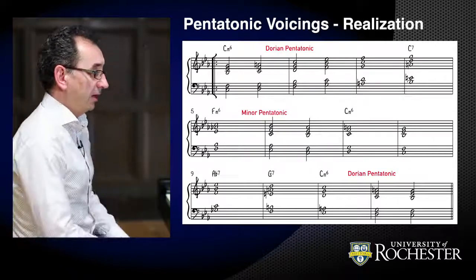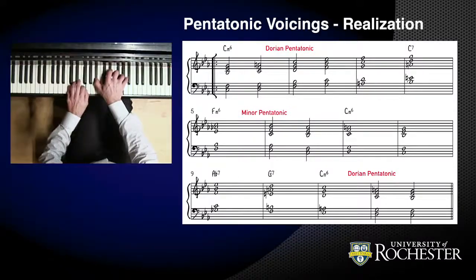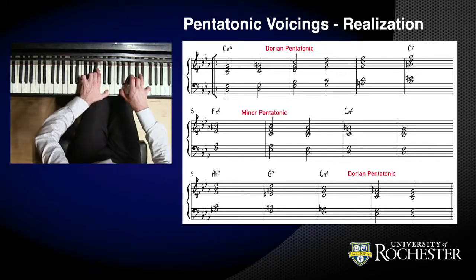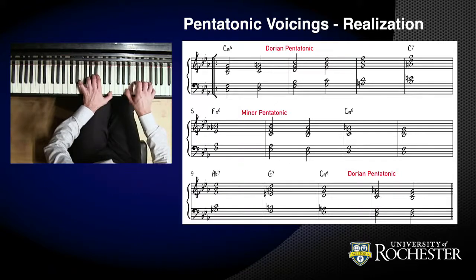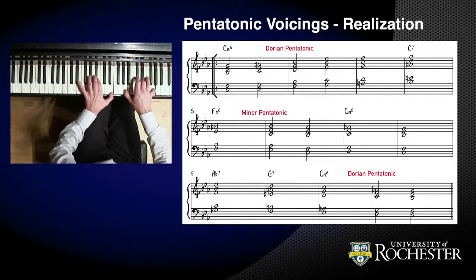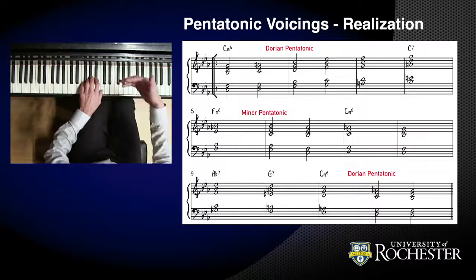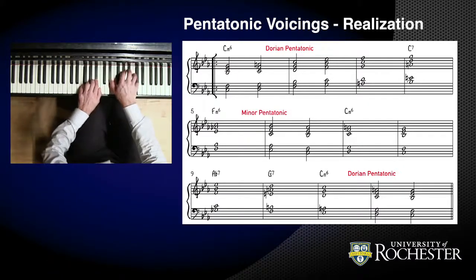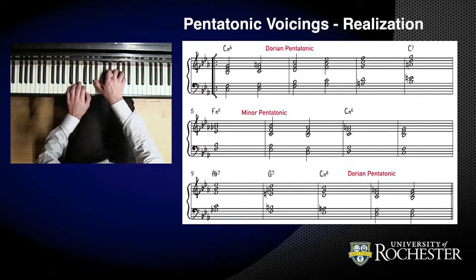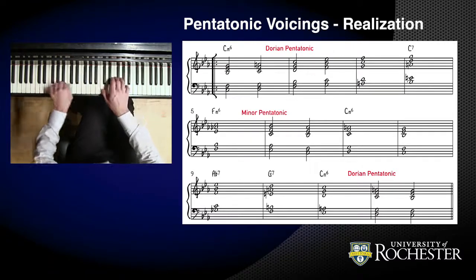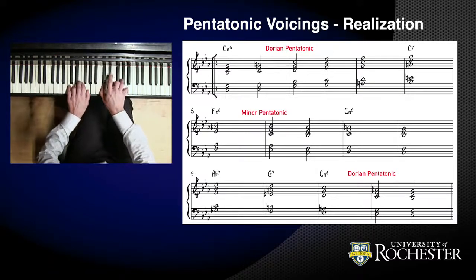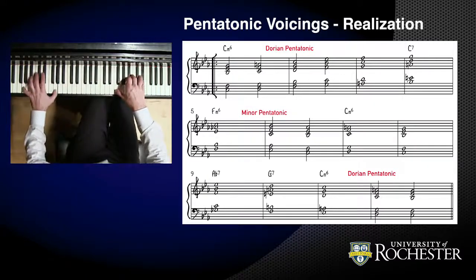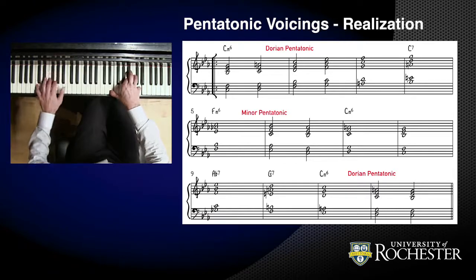Okay, so for C minor, we'll use this. And then on C7, we'll use voicings from the C7 pentatonic. Right? Same thing, we have to transpose our voicings to F minor and C minor with our So What voicings. And A flat, G and C minor.